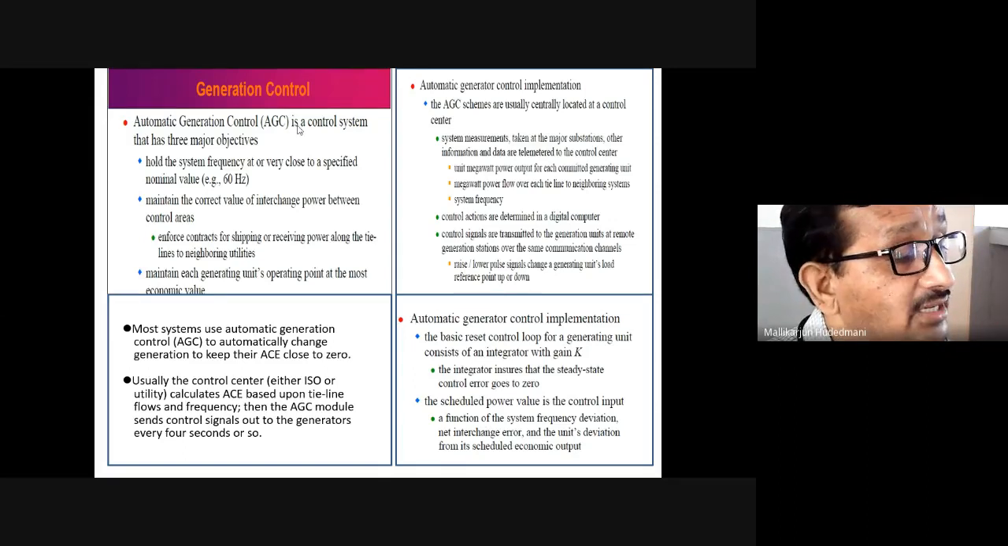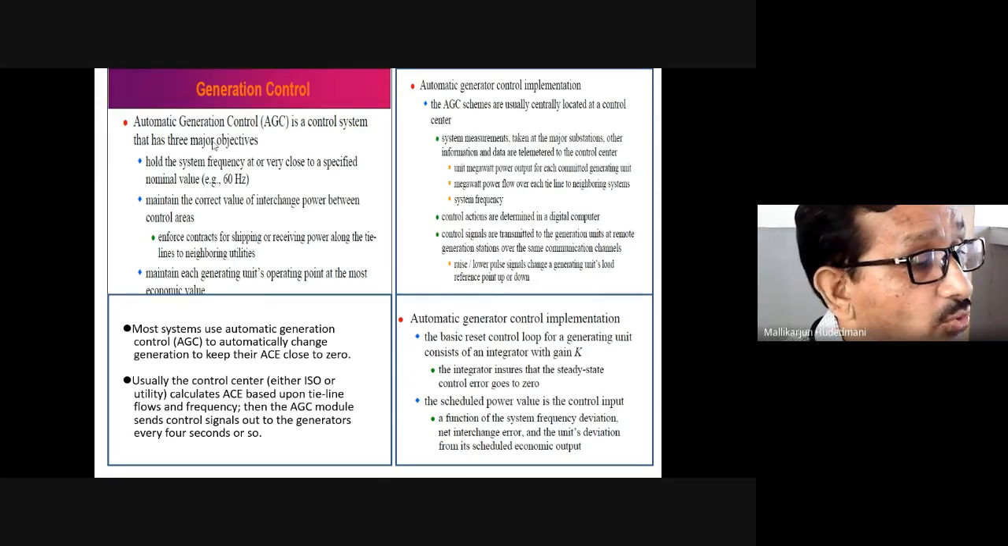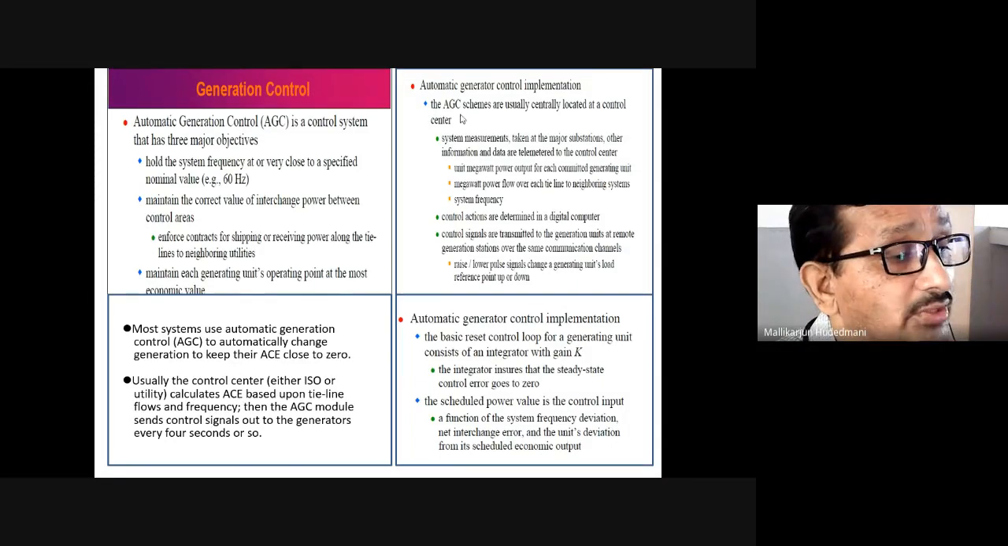There, the automatic generation controller is also one of the computer programs which will be run to see to it that the computer is able to develop the required control. Therefore, AGC schemes are usually centrally located at the control center. System measurements are taken at major substations. The other information and data are telemetered to the control center. This is what I was speaking about.